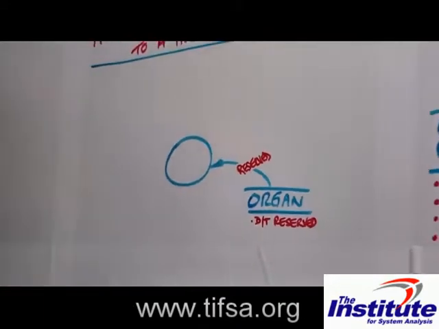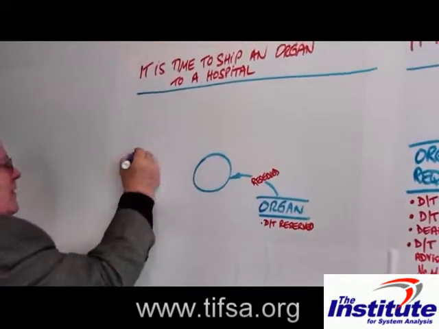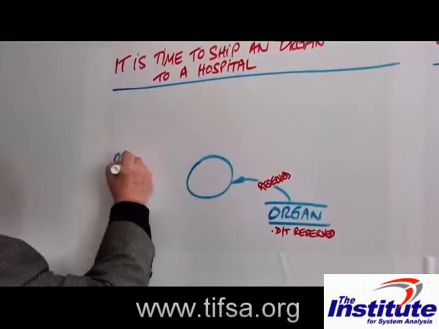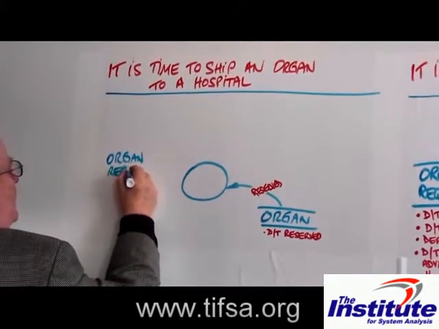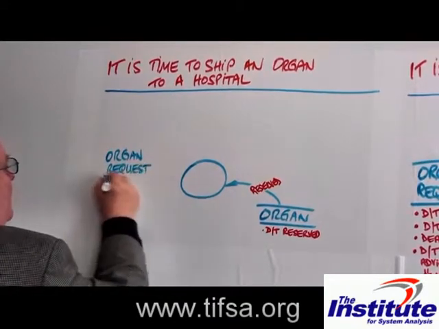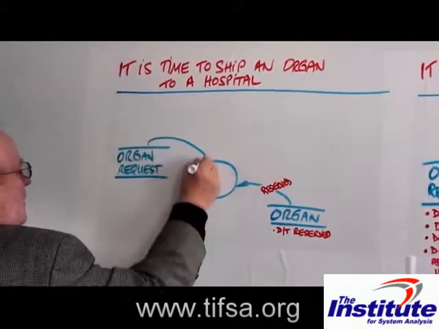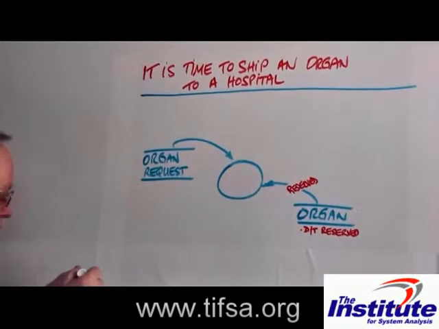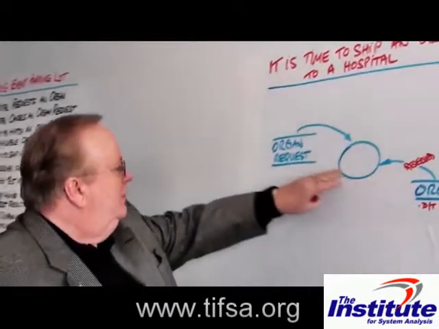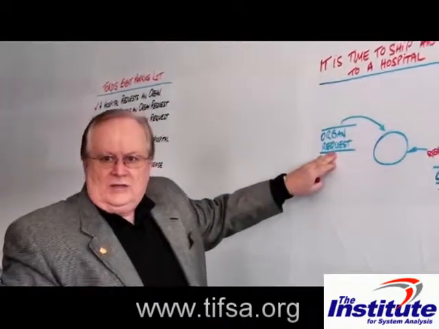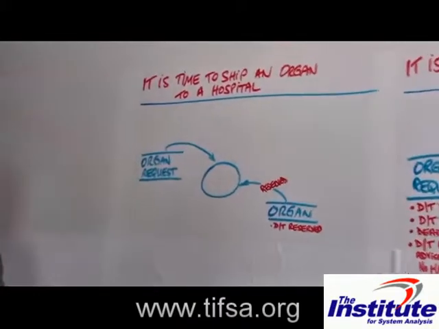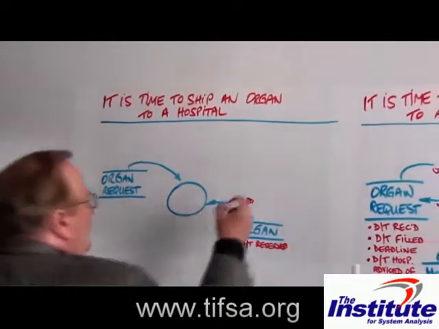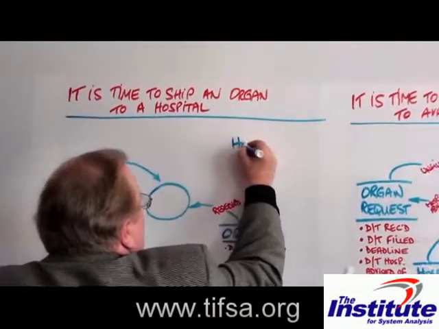But we have to find that it's been reserved against a specific organ request. And I'm going to put that here. Okay. So find the organ that's been reserved against an organ request. And ship that organ to the hospital. Right? Well, let's do that, okay, and then see if there are any questions here.